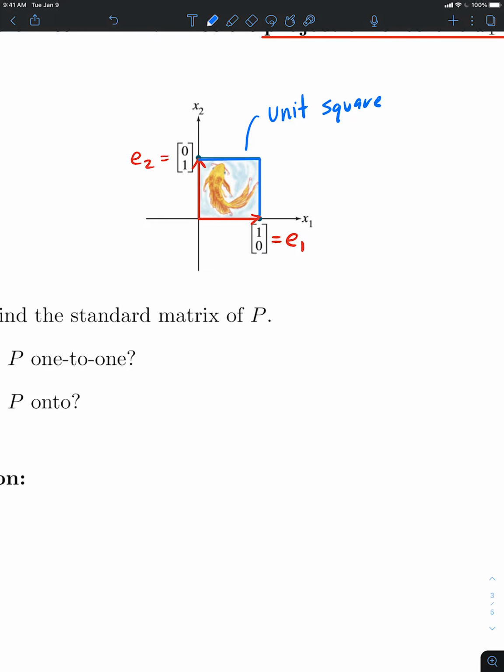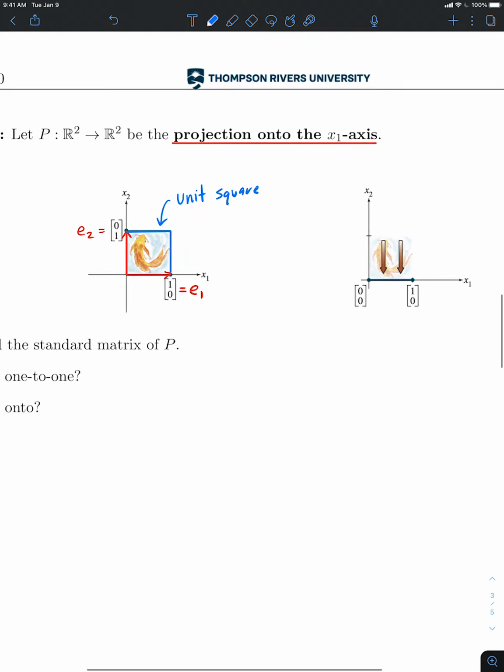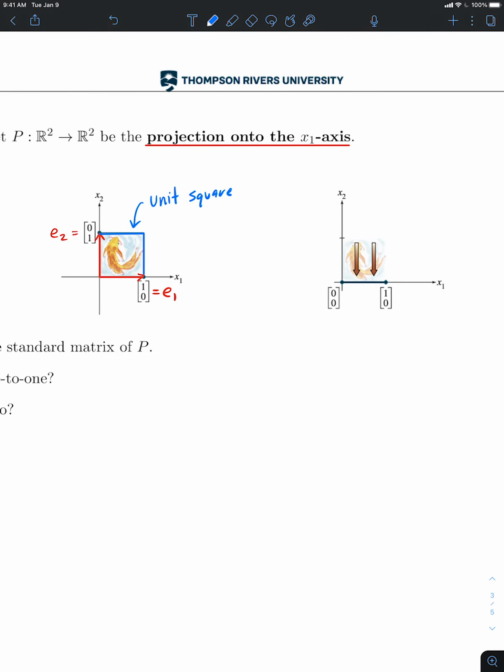Sometimes if you really want to wrap your head around what a transformation does, it helps to think about what that transformation is going to do to the unit square specifically. And then that'll help you figure out what it's going to do to everything else.